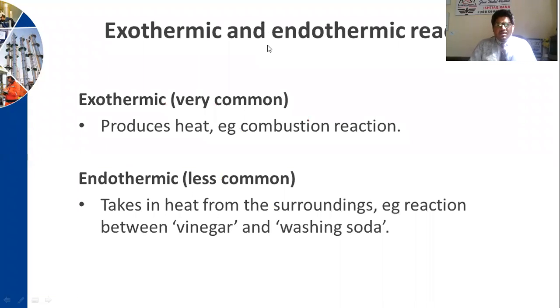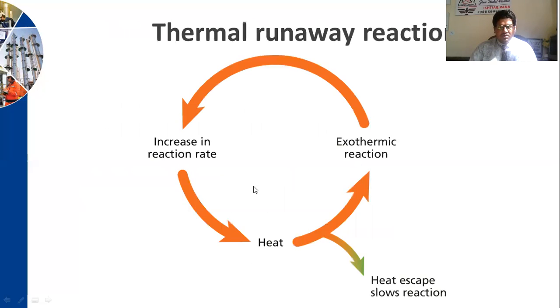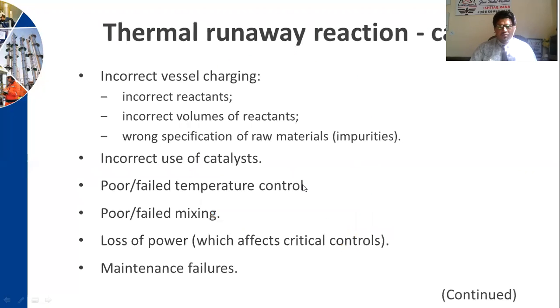Now, exothermic and endothermic reactions. Exothermic is very common, it produces heat, like combustion reactions. Endothermic is less common, it takes in heat from the surroundings, e.g. reactions between vinegar and washing soda. Thermal runaway reaction: an increase in reaction rate and heat, exothermic and heat expected too.